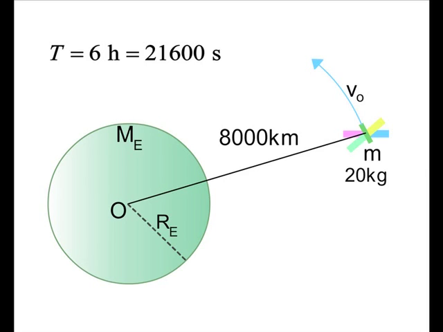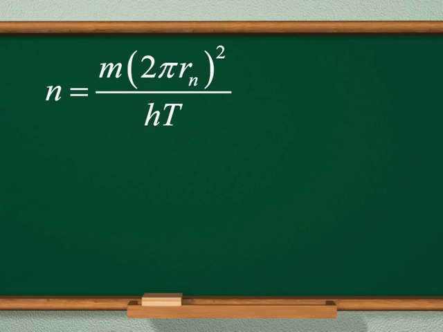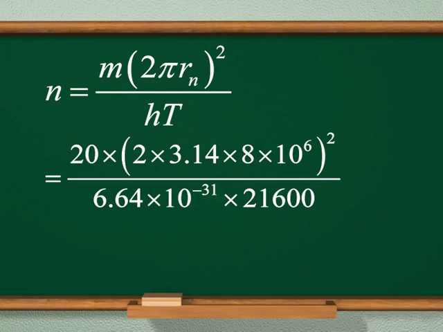21,600 seconds. We also know that Vn is equal to 2 pi Rn upon T. This would give the quantum number of the orbit of satellite n equal to m into square of 2 pi Rn upon h into T. On substituting the values, we get n equal to 3.52 into 10 to the power 42.